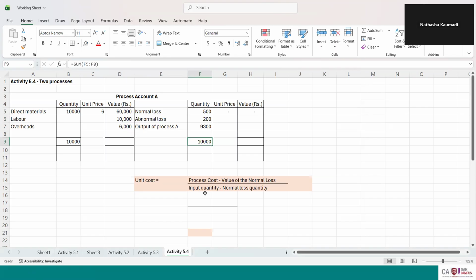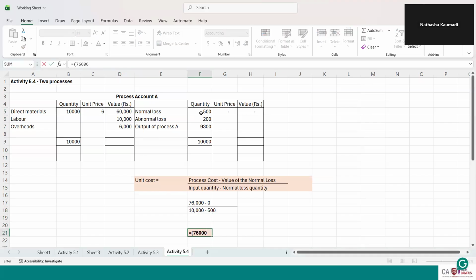Third step, calculate the unit cost with the figures you have. So how much is the process cost? Total of these items, 76,000 minus. Do we have a value for normal loss? No, you don't have because there's no scrap sales. How many units has the input quantity? 10,000. Do you have a normal loss? Yes, 500 units, like this.